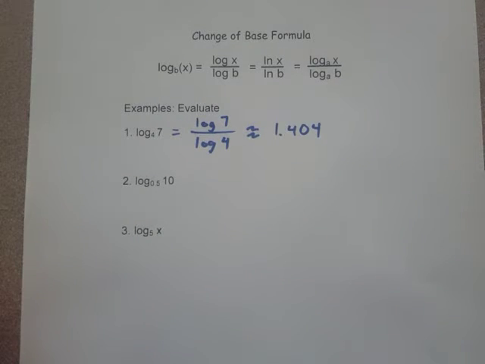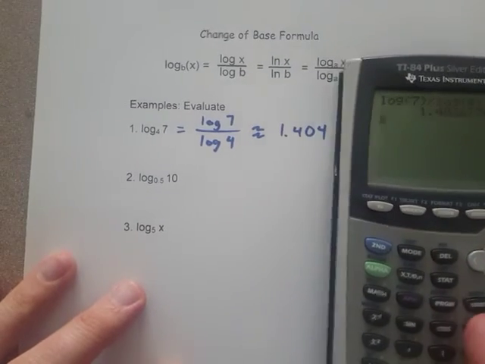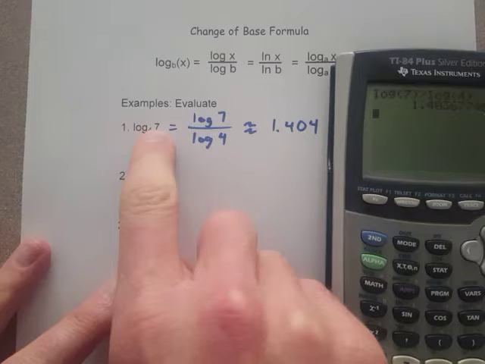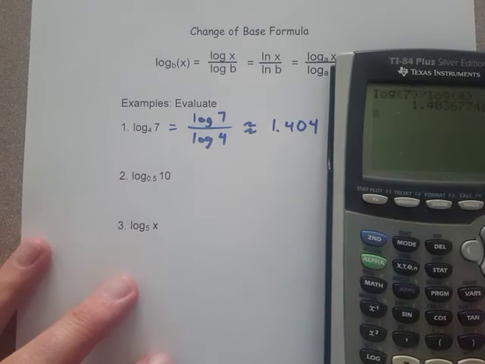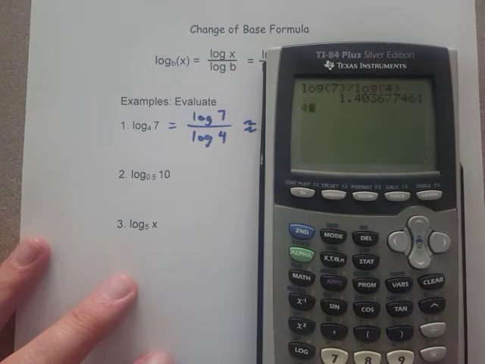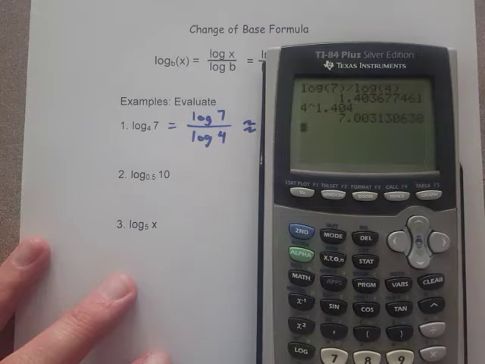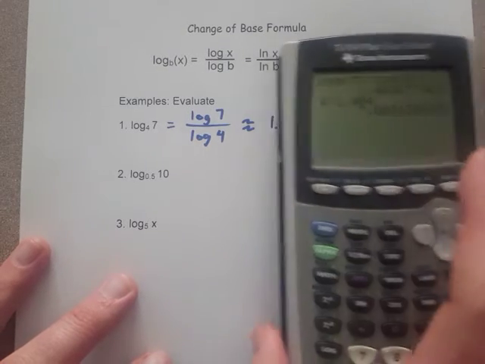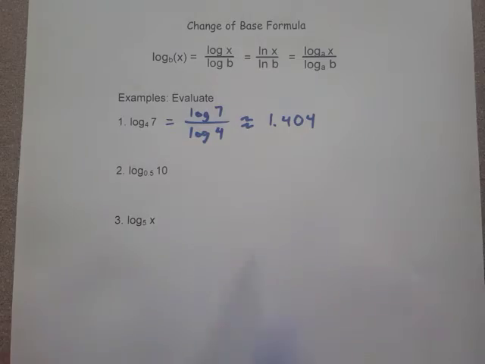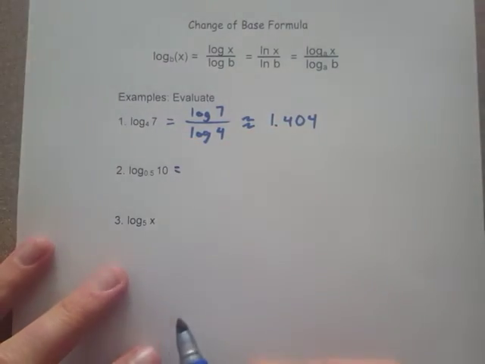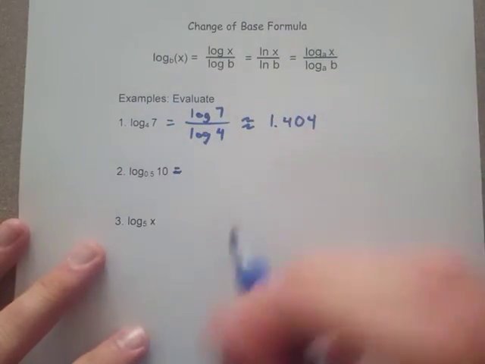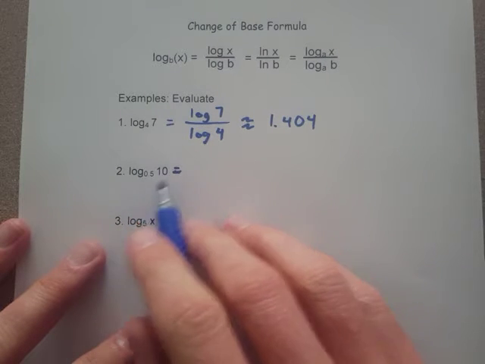Now if you want to check to see if that is the actual right answer, what you can do is reverse that and just say, well, the base here was 4. What exponent do you put on 4 to get 7? You could type in 4 to the 1.404 and see if it's pretty close. And it is very close to 7, so that gives us a reasonable way to believe that.